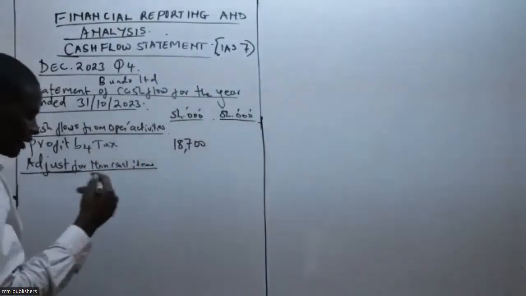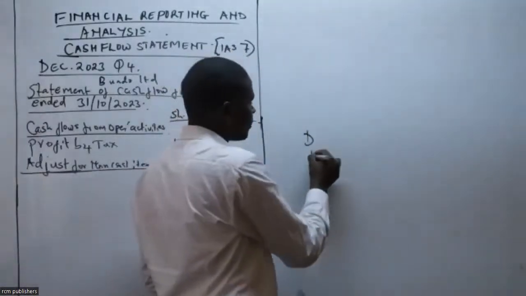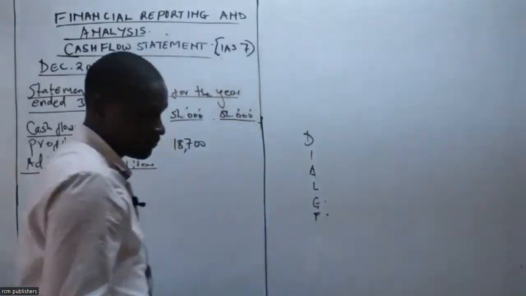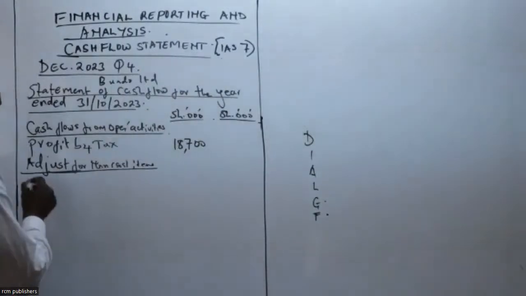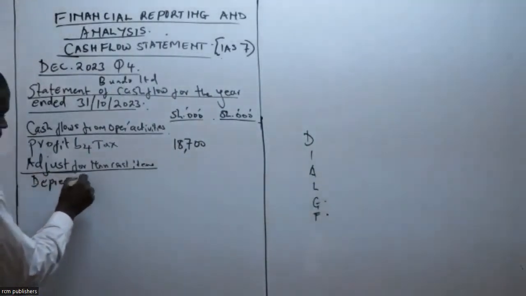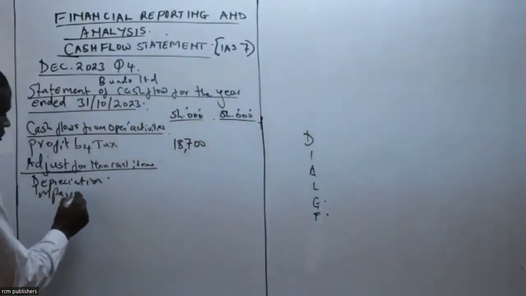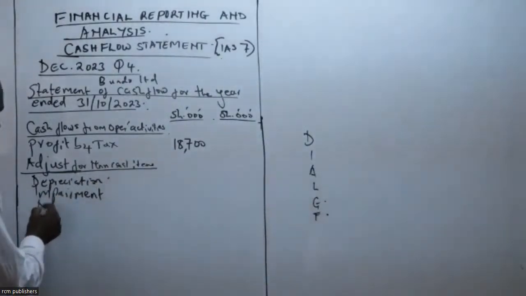So our non-cash items, I gave you an acronym, and that acronym is DIAL GF. So if I come here and put my DIAL GF here, this is presenting depreciation, impairment, of course, impairment of intangible asset, amortization.